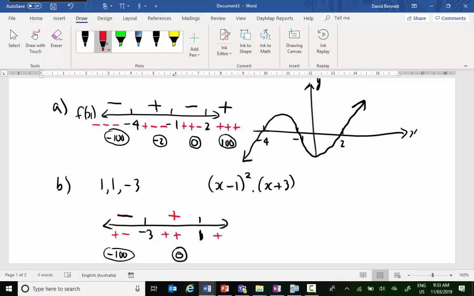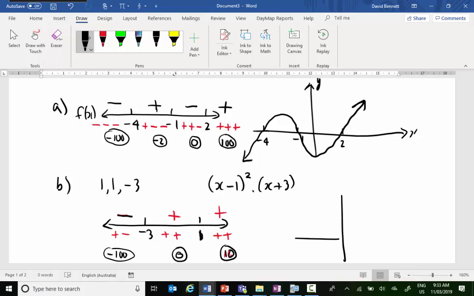And then I think of a value greater than 1, say 10. Then that last term's going to be 10 plus 3, which is positive. Positive. Okay, so therefore that gives me some idea about what's going to happen here.